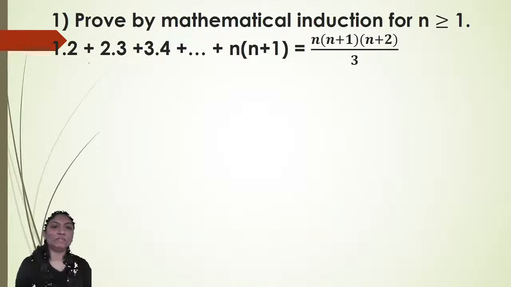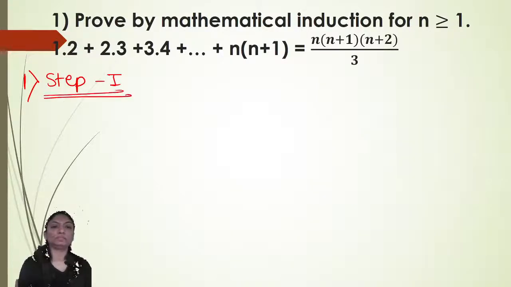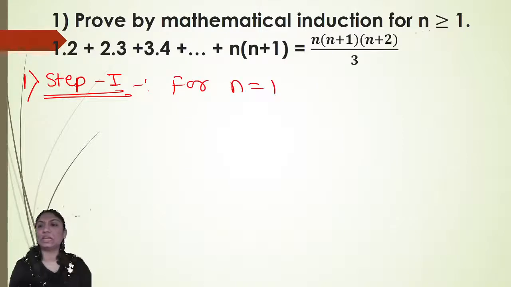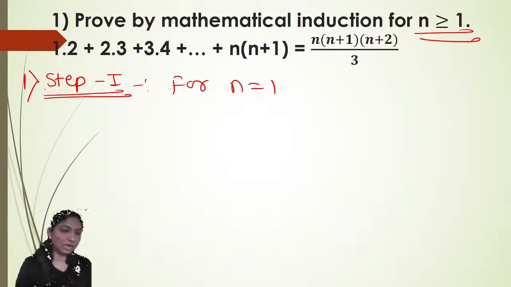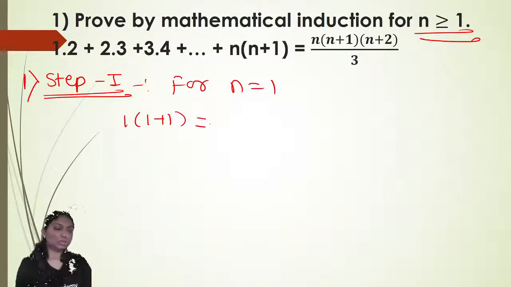So first of all, we will see the LHS for n is equal to 1, step 1. Because the given condition is n greater than or equal to 1, it means the principle of mathematical induction starts from n is equal to 1. So for n is equal to 1, your LHS will be, put n is equal to 1, 1 into 1 plus 1, that is 2.